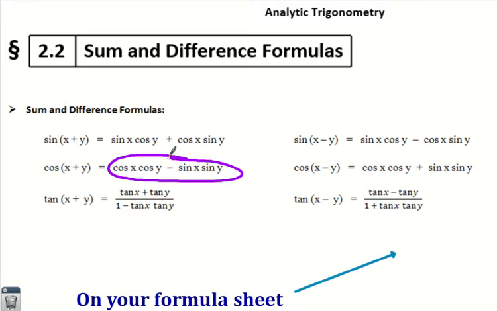Let me say this right now. You will have this formula sheet available on the overall Unit 2 exam, the 100-point test. So what I'm saying is you don't have to memorize all of these formulas because you'll have this paper.